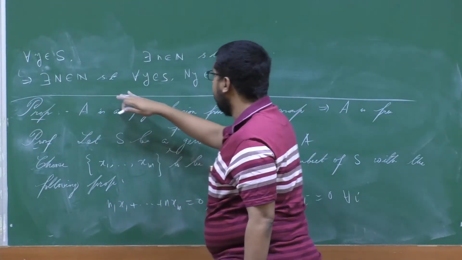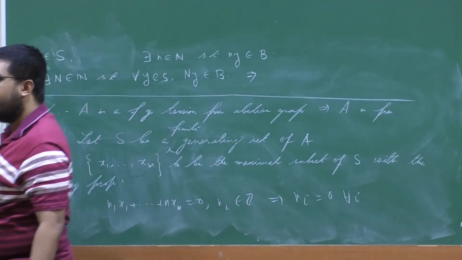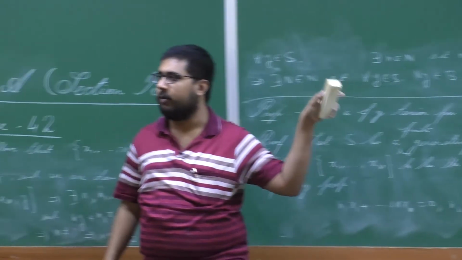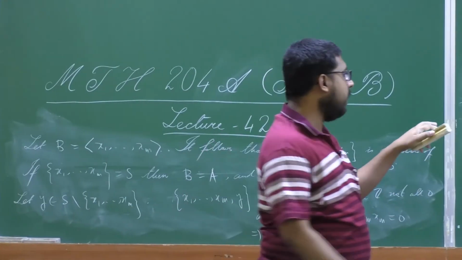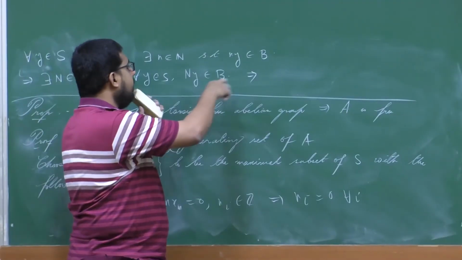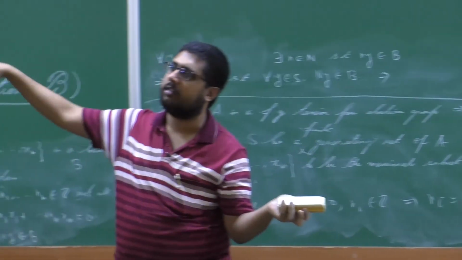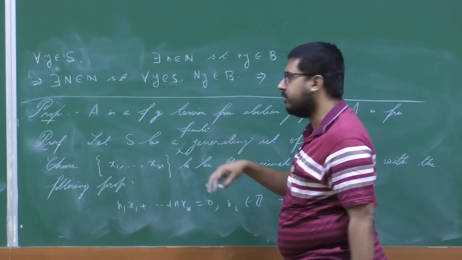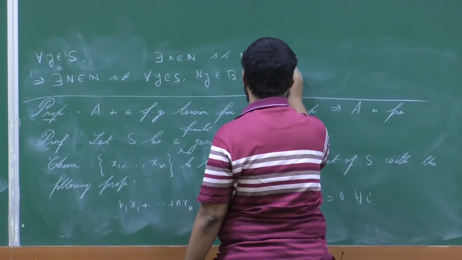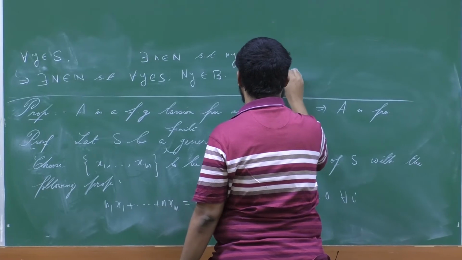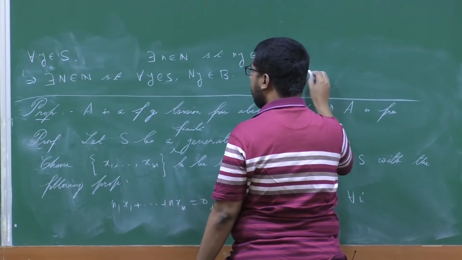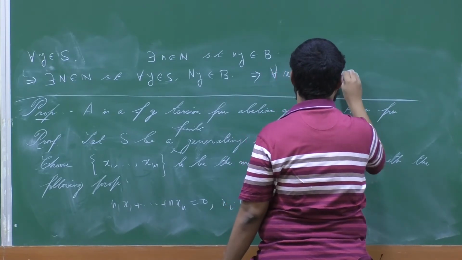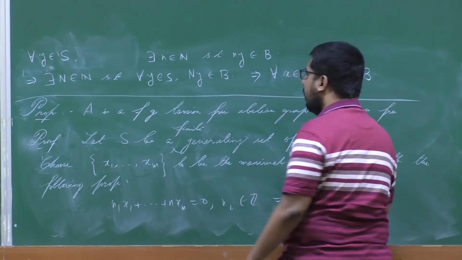And then any element of A is a finite combination of these y's, right? Because S is a generating set. So if Ny lies in B, then N times any combination of y's will also lie in B, and these combinations of y's are precisely all elements of B. So therefore what we obtain is, for every x in A, one has Nx, N times x, lying in B.